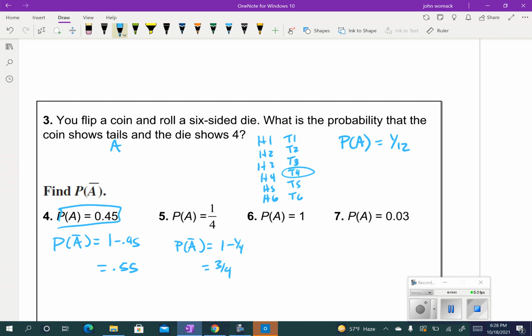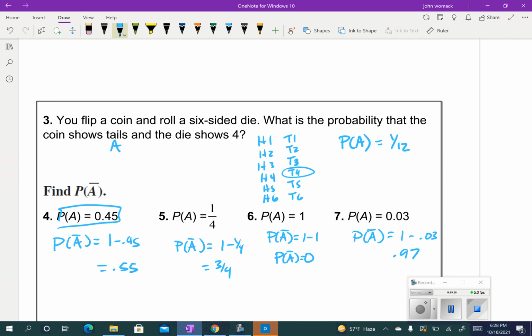Okay, if the probability of A happening is 1, just think about this. What would be the probability of the complement of A? Well, if something's going to happen, then its complement can't happen, right? Probability is equal to 0. Probability of the complement of A is equal to 1 minus 0.03.